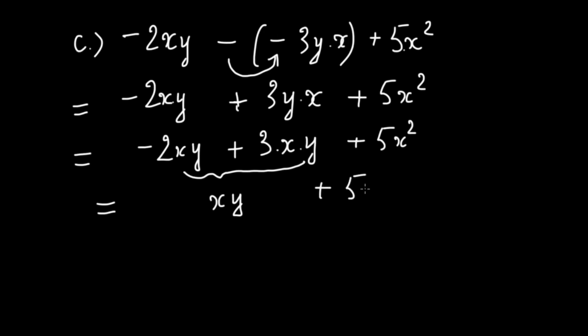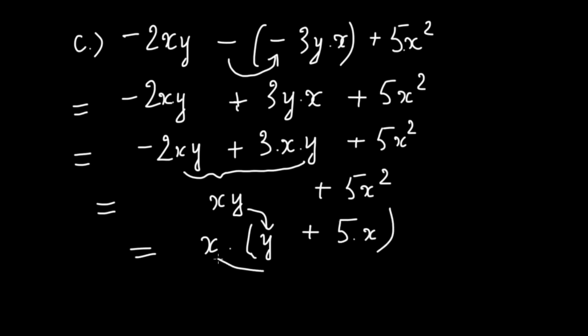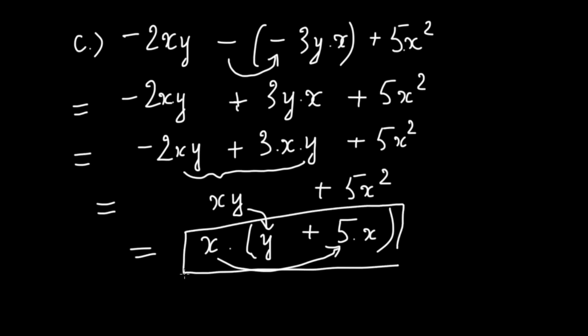Plus 5x squared. Then you can see that this is x times y, and this is 5 times x, so x is a common factor. We put x outside. Inside the parentheses, we got y right here. And then you got 5 times x, because x times 5x gives 5x squared. And this is the final answer for question C. Let's work on the next problem.